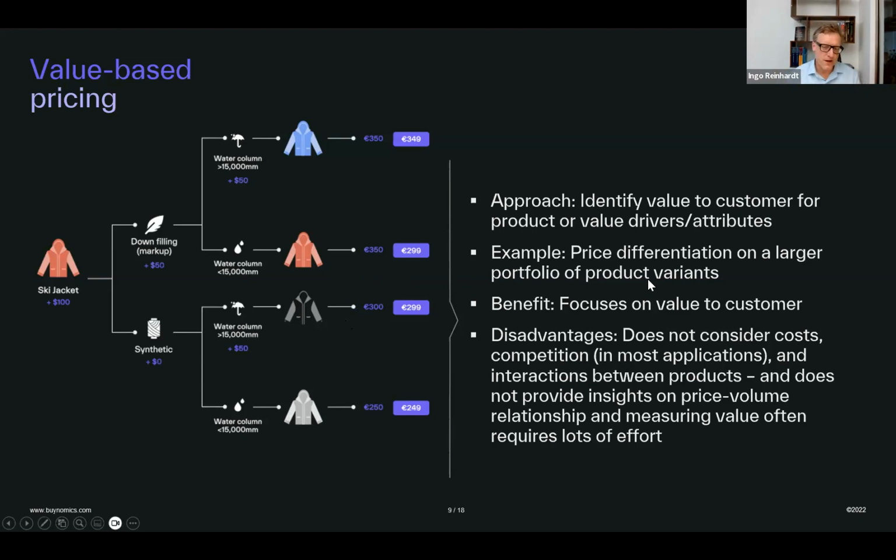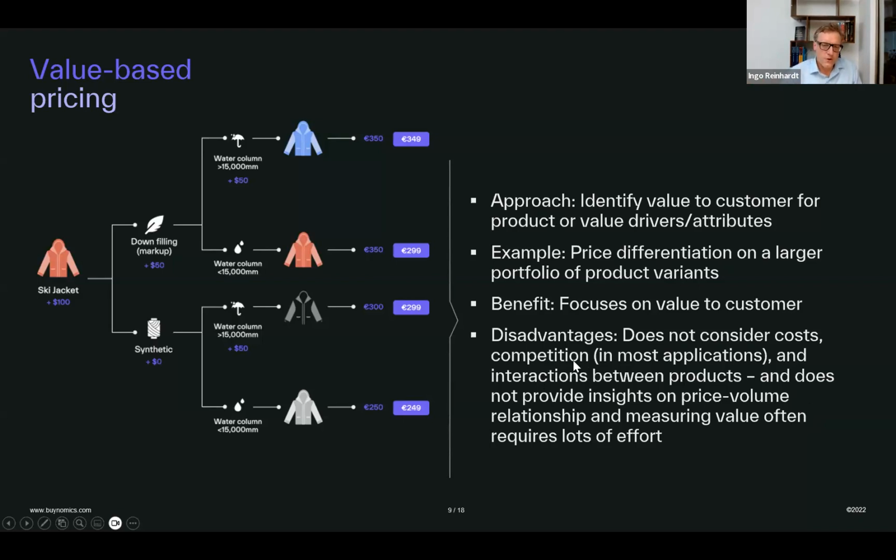Typically, this is used when you price a larger portfolio where you have different variations of a product. And I would say the key benefit of the method is really that it focuses on what's most important for pricing, value to the customer, but it also has a number of disadvantages that are often not fully mentioned. So one is, of course, that it ignores costs. If you only focus, as we do here in this example, on the willingness to pay, the value to the customer, you can ignore cost, and often you also ignore competition.